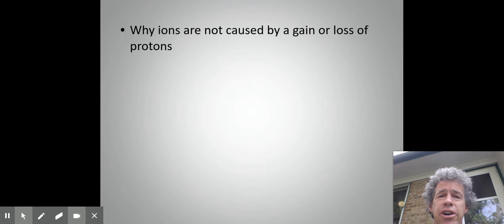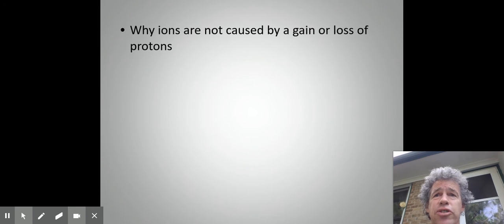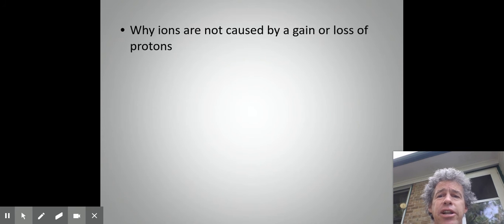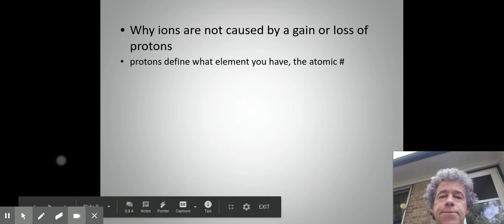Now, you might ask, why aren't ions caused by a gain or loss of protons? Because protons have a plus charge. If you change the number of protons, it would also change the charge of that particle. But protons define the element. So if you change the number of protons, you actually create a different element.